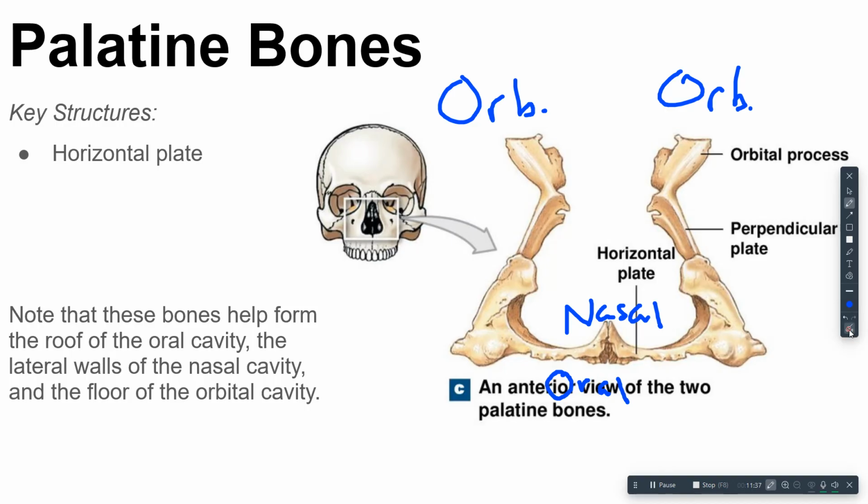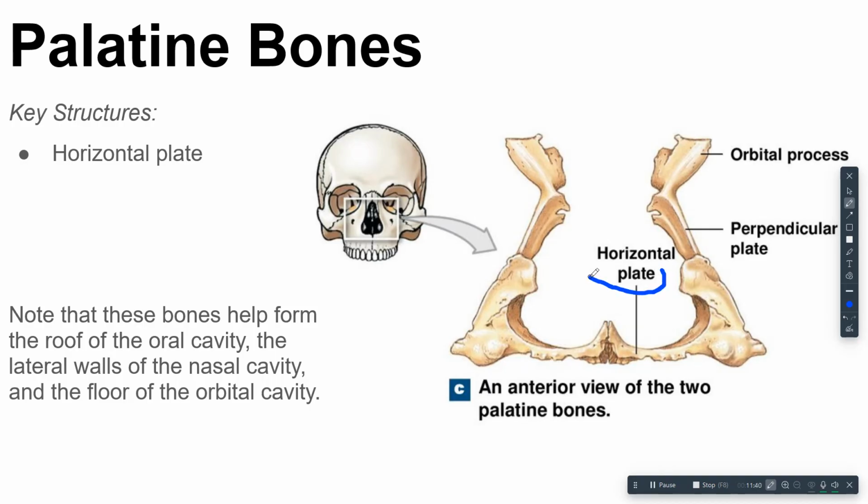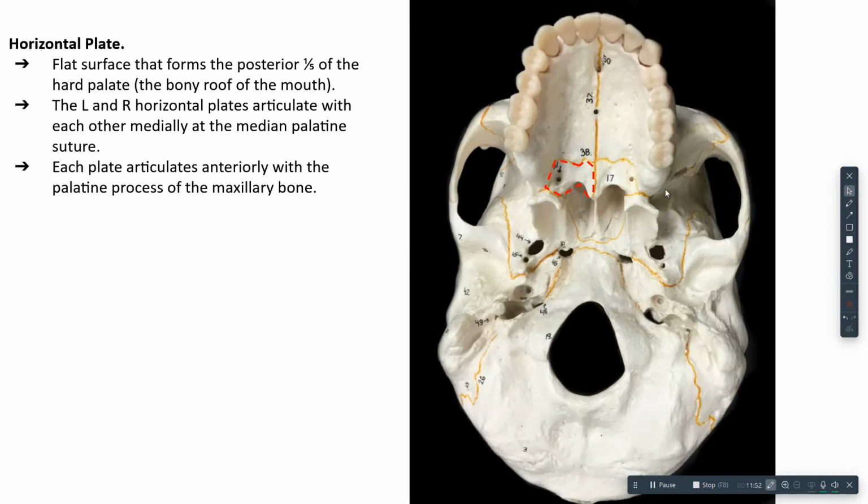And it's the horizontal part that we've got to know. That horizontal part is called the horizontal plate of the palatine bone. And we actually saw that a moment ago when we were doing the maxillary bone and looking at the hard palate. So in the same view of the skull here, this inferior view, we've got the bony hard palate here. The bony hard palate has 2 palatine processes of the maxillary bones in the front, and then 2 horizontal plates of the palatine bones in the back.